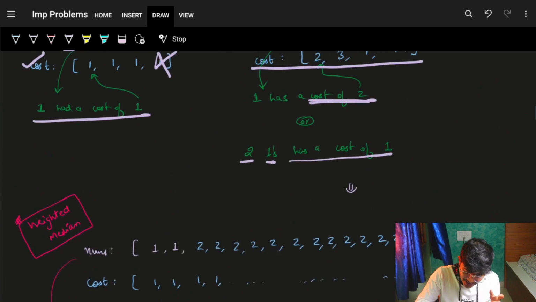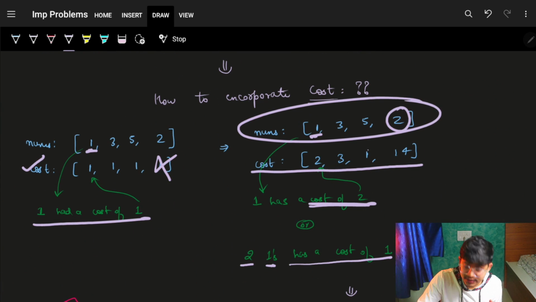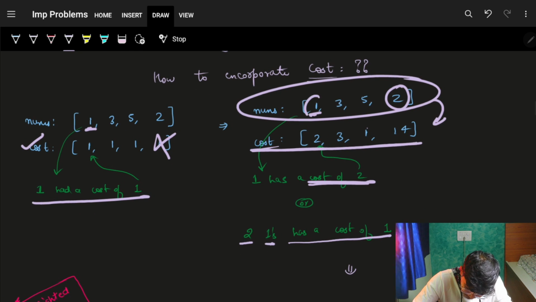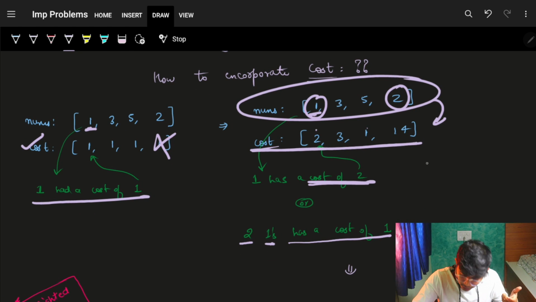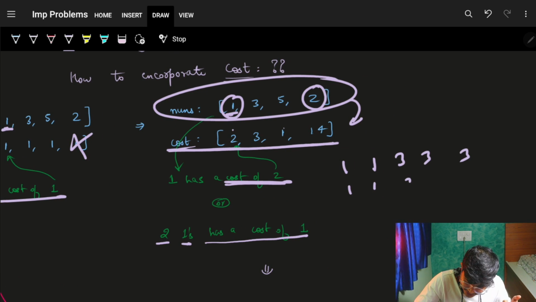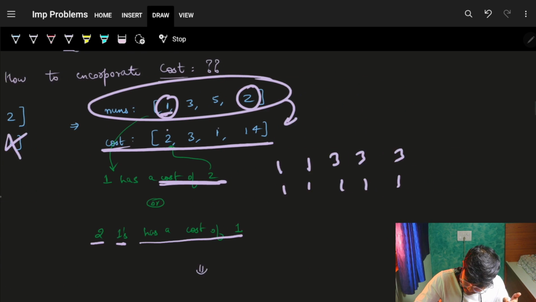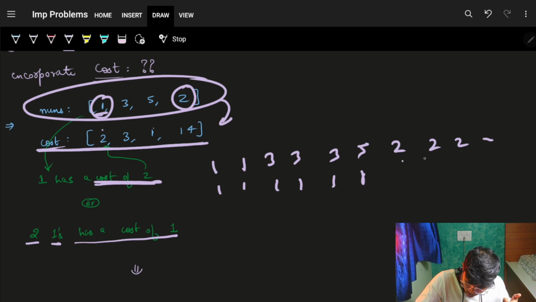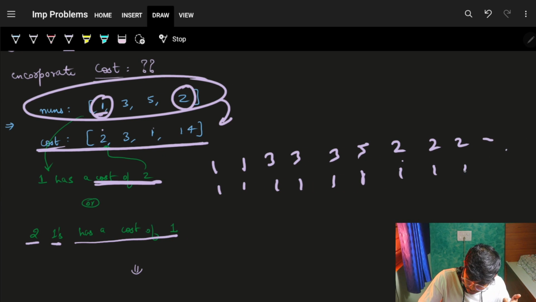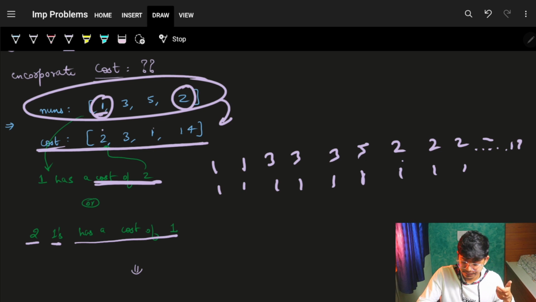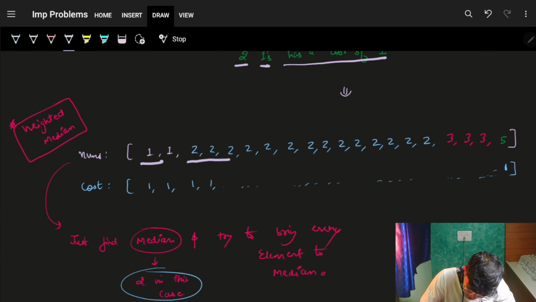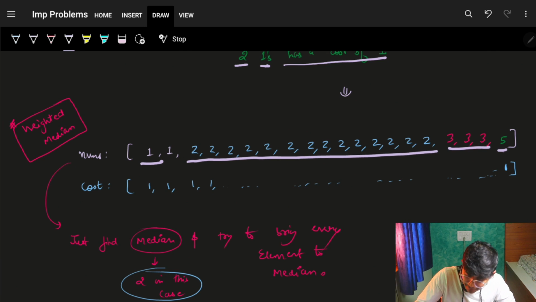That's the reason I can say this nums having this cost, I can infer as: 1 has a cost of 2, or I can say 2 ones have a cost of 1, 3 threes have a cost of 1, 5 is nothing but 1 itself, and then 2 is 14 times having the cost of 1. That is how I can simply say, I have 1 twice, I have 2 14 times, I have 3 3 times, and I have 5 1 time.